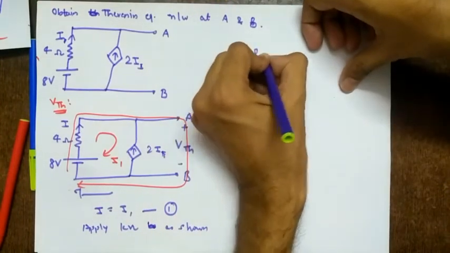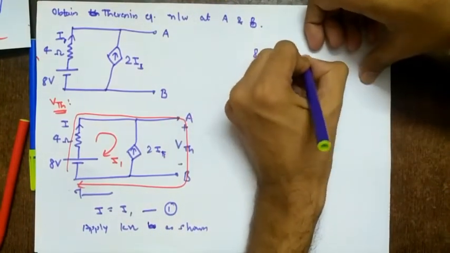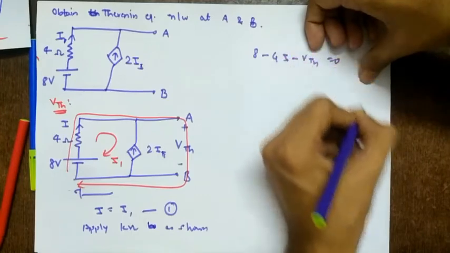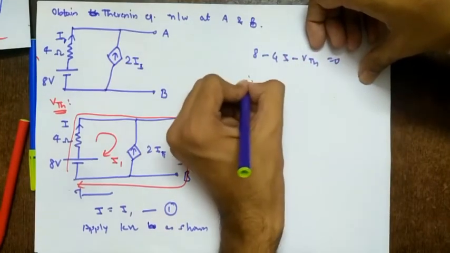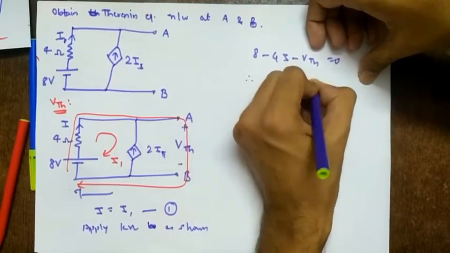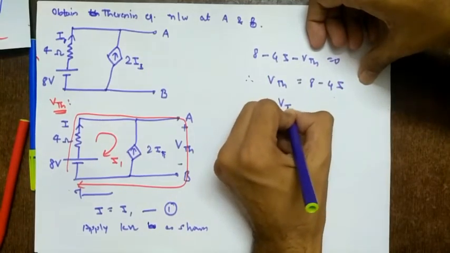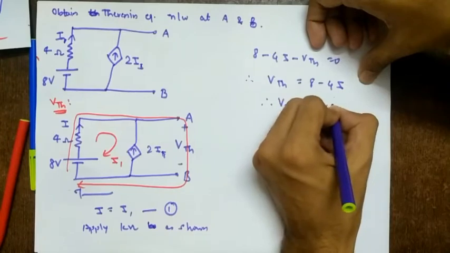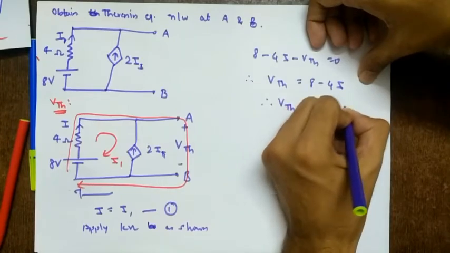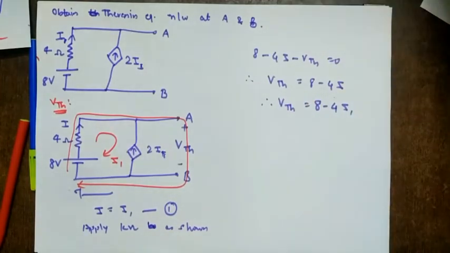So it is 8 minus 4i minus VTH equal to 0. Right? So therefore VTH equal to 8 minus 4i. So therefore VTH equal to 8 minus 4 I1. So what do you have to find? We just have to find I1. So how to find I1?